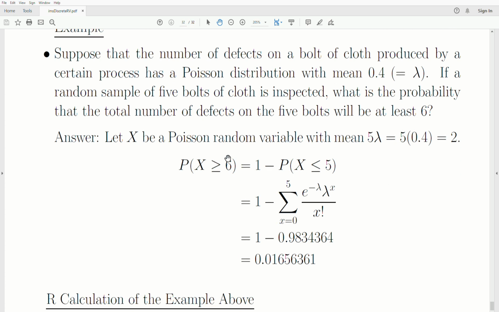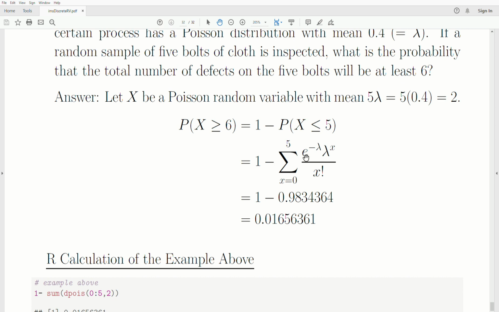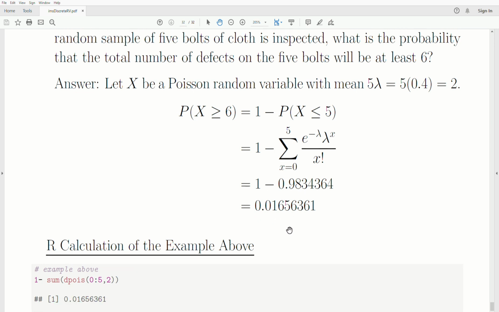So we want the probability that X is greater than or equal to 6. And that means we sum the density from 6 to infinity, which would be tough. So we take 1 minus the probability that X is less than or equal to 5. And this is something that we can easily sum. It goes from 0 to 5 of the Poisson density. Some call it a probability mass function. Both are okay. It's a density of what's called the discrete type. This is 0.98. 1 minus it is 0.0165.